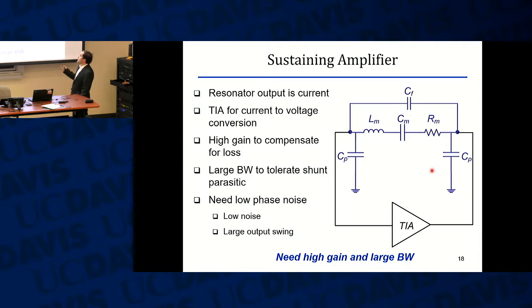Why do we need a TIA? Because the output from this device is actually current, and then you need to give it a boost and deliver it as a voltage. This is a series resonant tank that we'll get to in a bit. So we need a high gain amplifier design. What are the more important issues other than just the gain and the bandwidth? I have listed them here. The noise characteristic is very important. You're trying to create an oscillator that has inherently low noise.